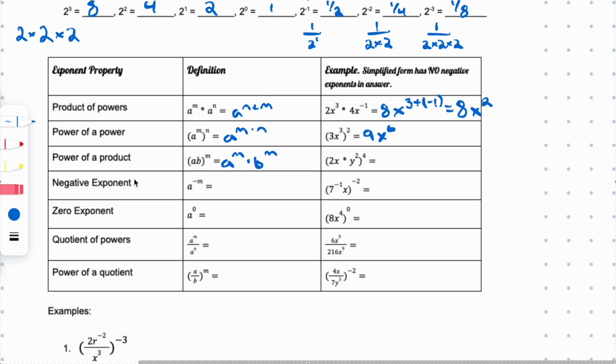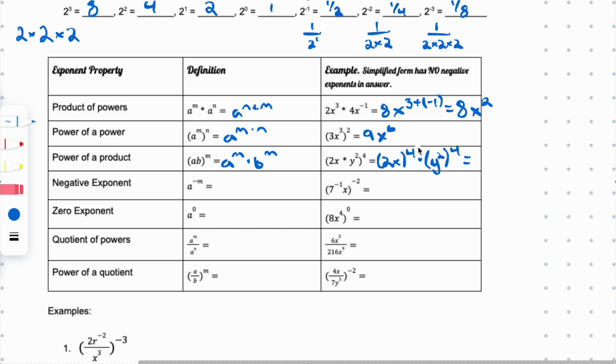So anyways, the power of a product rule, a times b in parentheses to the mth power is equal to a to the nth power times b to the mth power. So in this case, 2x would be our a, y squared would be our b, and we just separate those. So we have 2x, I'm going to write this out in 2 steps, 2x to the 4th power times y squared to the 4th power. Okay? And that's just separating them like we did here, and now we're going to evaluate it.